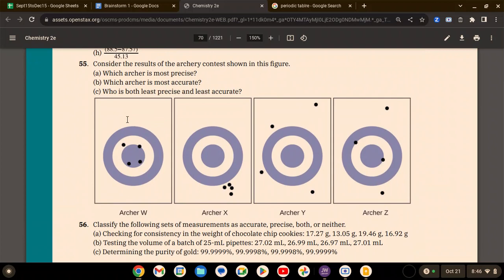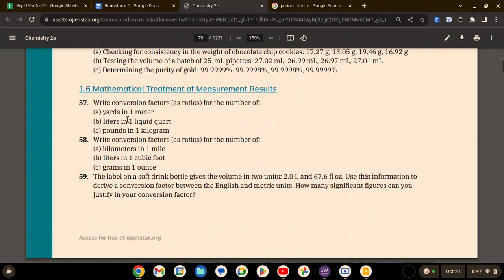And then Archer W also is, he'd be most precise, most accurate. I would say Archer Y is the least precise and least accurate because, one, all 4 of their points are far away from each other, even though Archer Z also is, but not one of the shots hit the target, so it is not accurate at all. Okay.